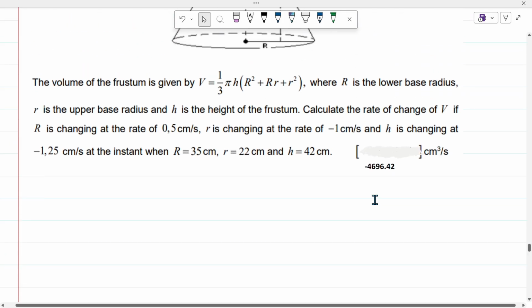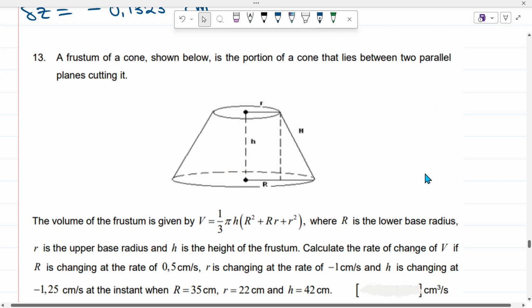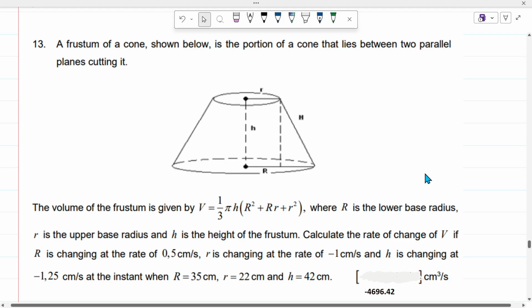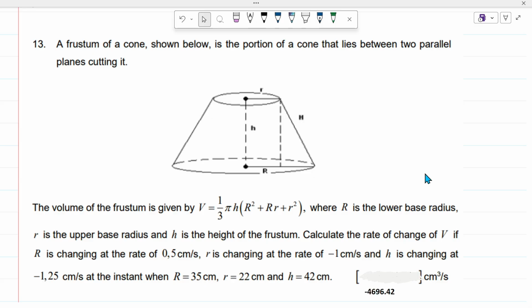So we now have what we were told: the frustum of a cone shown below is the portion of a cone that lies between two parallel planes cutting it. The volume of the frustum is given by V equals 1 over 3 pi h (R squared plus rR plus r squared), where R is the lower base radius and r is the upper base radius and h is the height of the frustum.